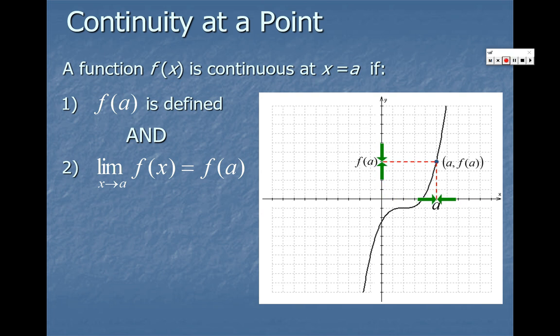It seems too easy, where it's like, you came all this way to tell us to not lift my pencil. My pencil's got to come to the same spot from both sides, and there's got to be something there. Yeah, that's all there is to continuity, actually.